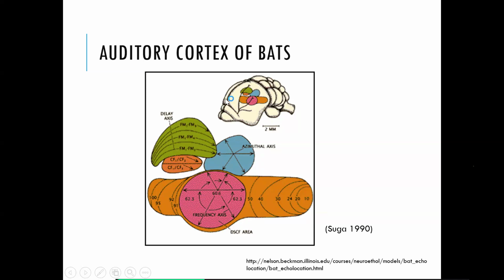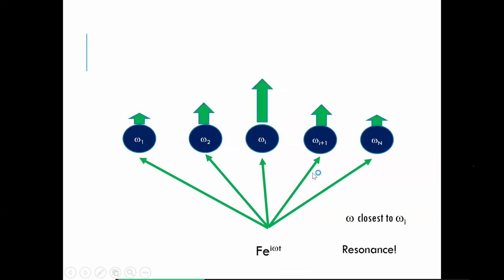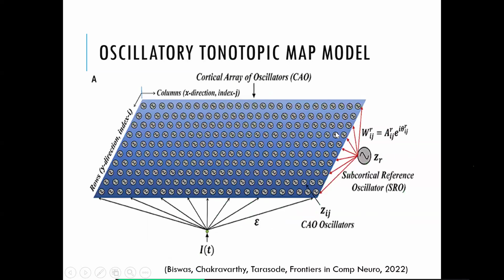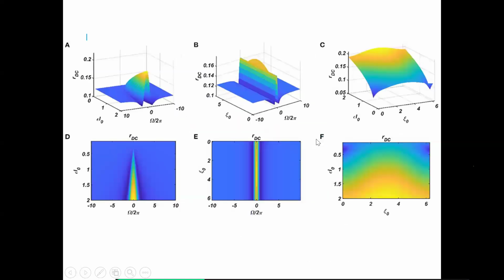This is a bat's brain at the top. Within this brain, this orange part is the primary auditory cortex, and that is where the frequencies are mapped. We have modeled something like this using a 2D array of oscillators. This array is trained so that the columns correspond to frequencies and the rows correspond to phase differences.